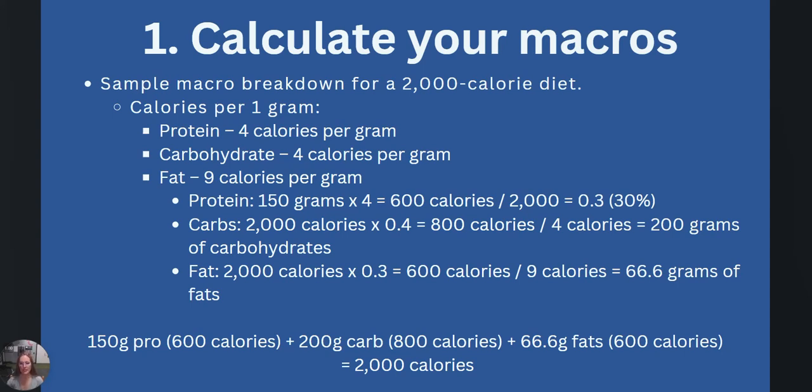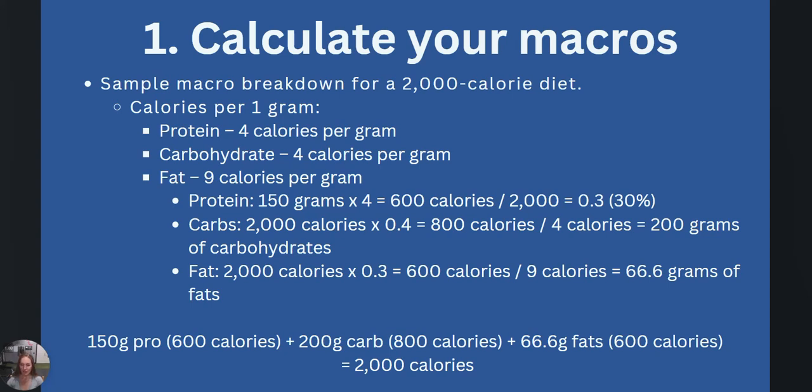For the purposes of this example, this is more of a maintenance. So we have 40%, 0.4 of our calories coming from carbohydrates, which is equal to 800 calories. Divide that by 4, then we get 200 grams of carbohydrates per day. Fat is then the remainder 30%, 600 calories, 9 calories for each gram. Divide that and you get about 66.6 grams of fat per day.